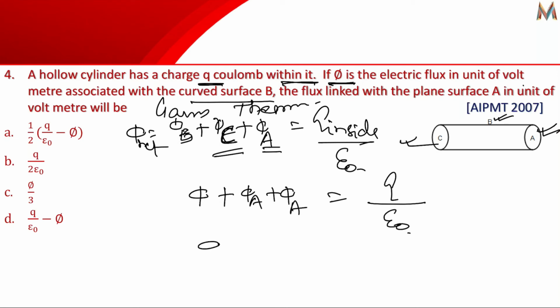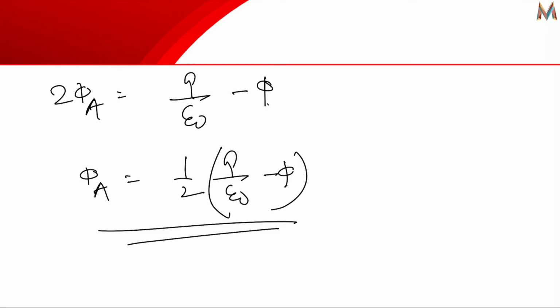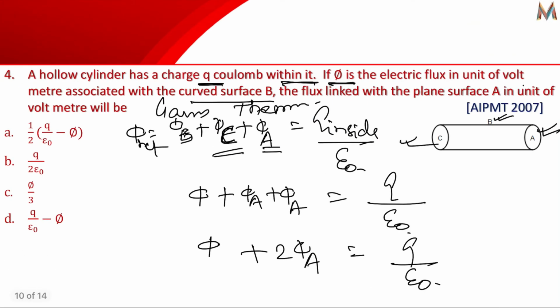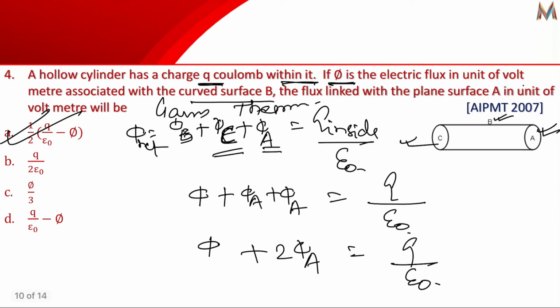Now this we can write as phi plus 2 phi A equals Q upon epsilon naught. From that we can write 2 phi A equals Q upon epsilon naught minus phi. So phi A equals 1 by 2 times Q by epsilon naught minus phi. So let us see what is the option for this flux. The first option is correct, because we have calculated this half of Q by epsilon naught minus phi. This question appeared in AIPMT 2007.